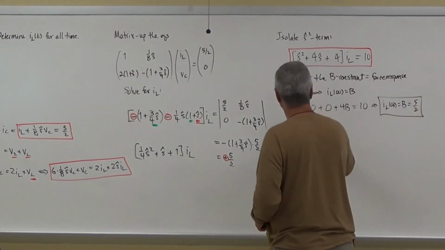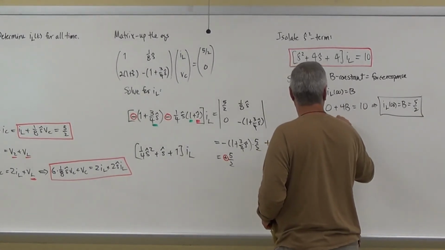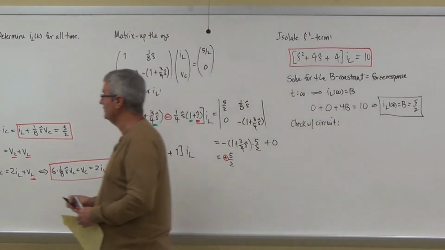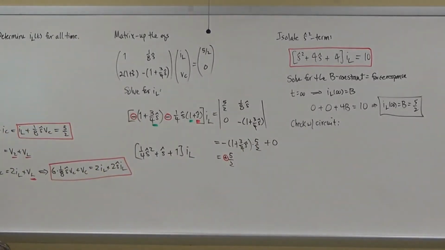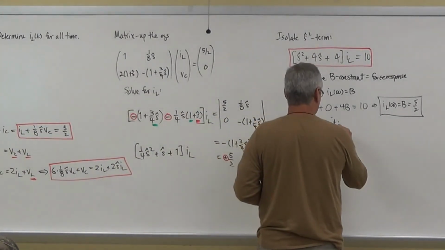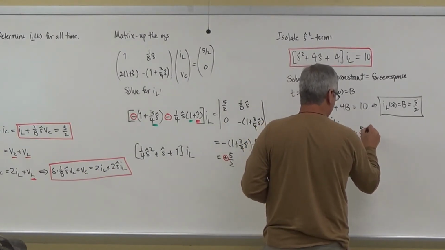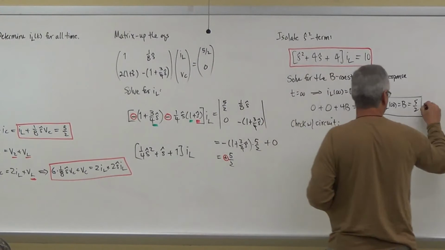Now let's go check with the circuit. If I look at my circuit here, what happens at t infinity? Well, the inductor's open, there's no current. I only have one loop. Look at the current, it's 5/2. So that means IL at infinity is 5/2, and so these check out.